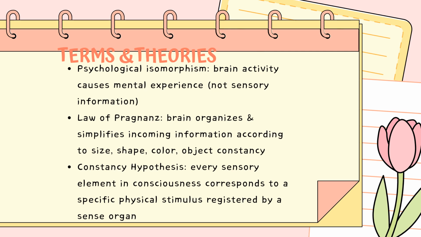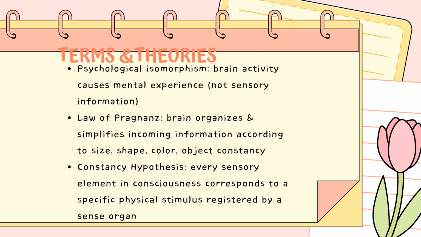Into some of the terms and theories of Gestalt psychology. Psychological isomorphism is that brain activity causes mental experience and not sensory information. Law of Prägnanz: the brain organizes and simplifies incoming information according to constancy principles of size, shape, color, and object.